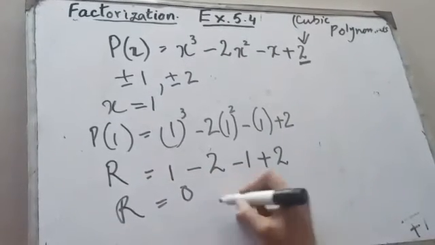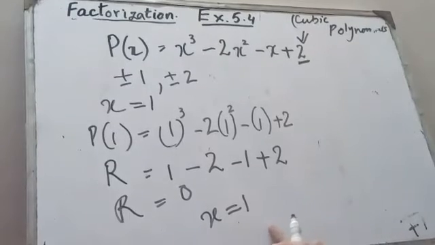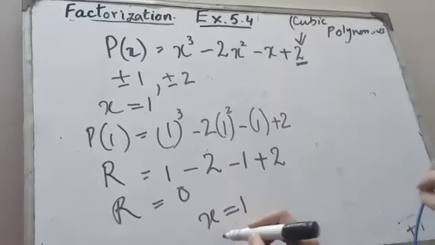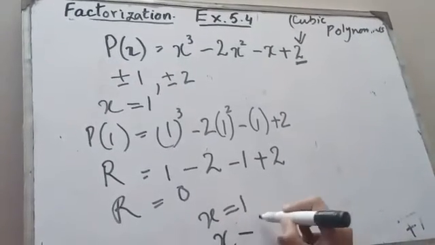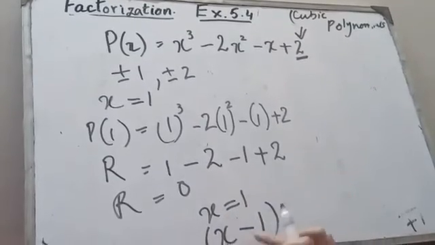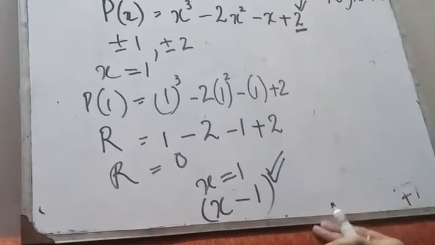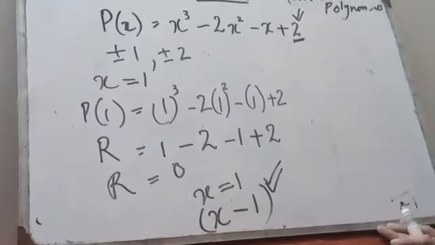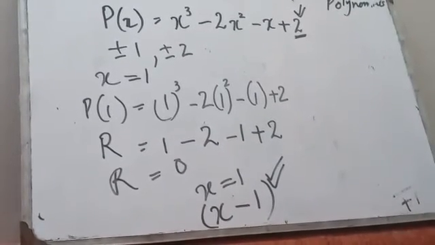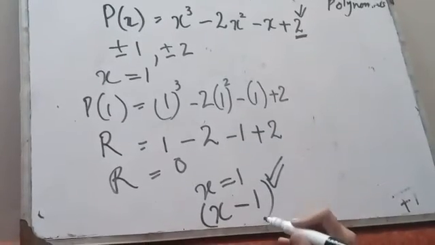It means x minus 1 is a factor, and when we write it in terms of the factor, we change the sign. So x is equal to 1 means x minus 1 is the factor. So we get one factor. Remember one thing, when we have cubic polynomials, we always need a minimum of 3 possible factors. So x minus 1 is our first answer.